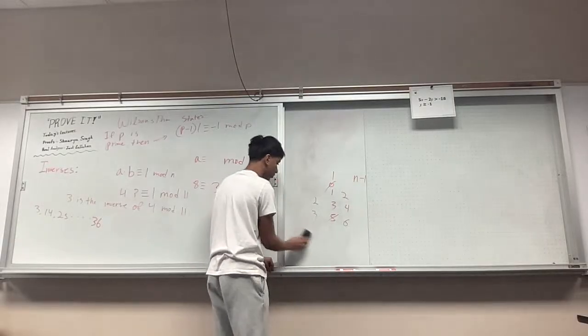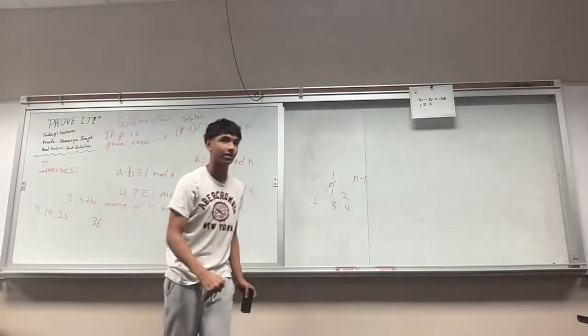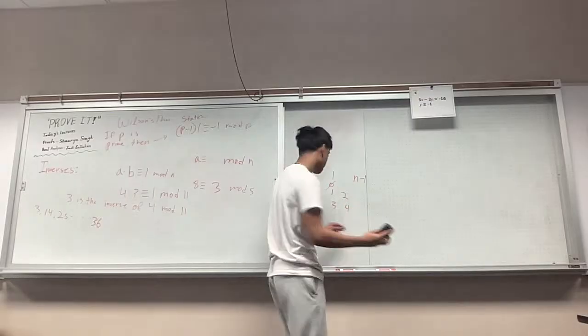I'm gonna go through a simple iteration of Wilson's theorem, and then I'm gonna prove everything. Everything was assumed, so there's no gap in logic.